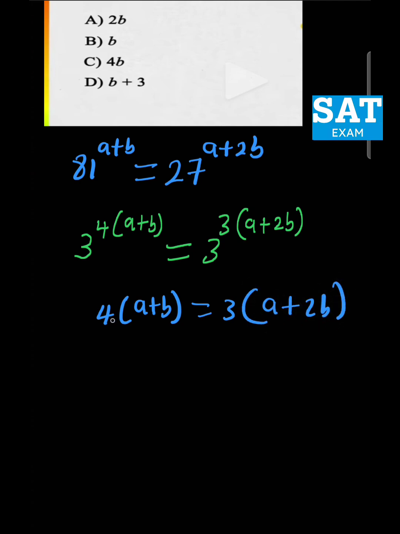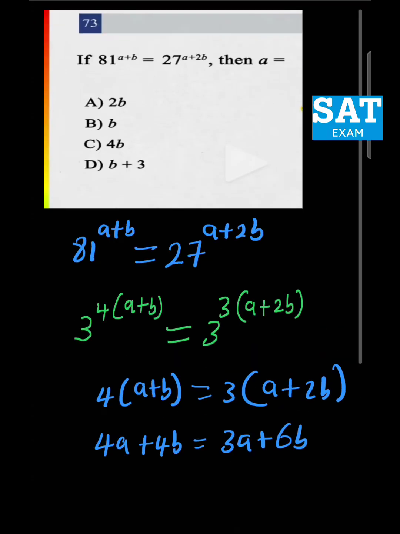Now we need to expand this bracket. 4 multiplied by a is going to give us 4a. Then 4 multiplied by b is going to give us 4b, which is equal to 3 multiplied by a, which is 3a, plus 3 multiplied by 2b, which is going to give us 6b.